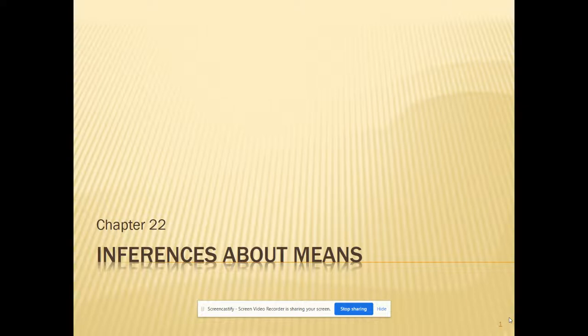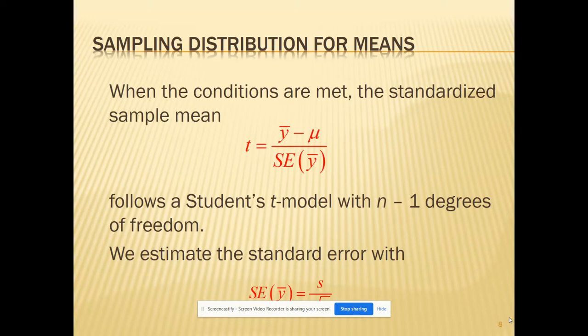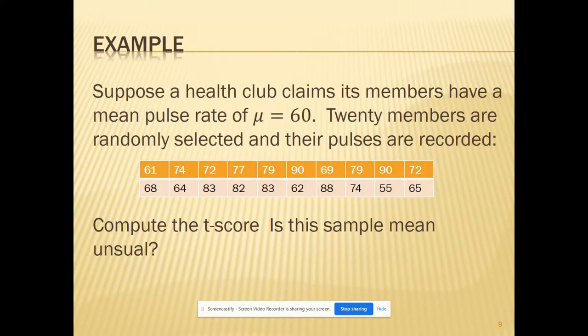Okay, so in the last video, we were talking about our t distribution. Our formula is here. We're going to try plugging into that this time. And the standard error is the sample standard deviation divided by the square root of the sample size.